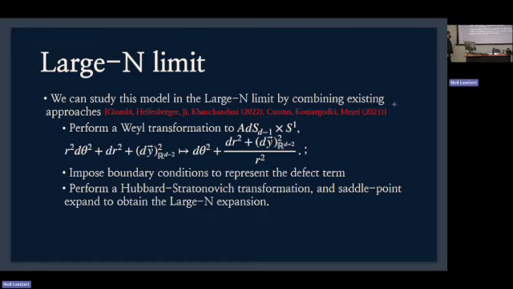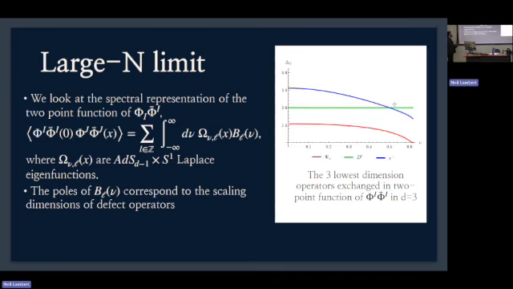What this means is that adding our defect term just corresponds to changing our boundary conditions in AdS, and then we can do a lot of standard large N techniques like a Hubbard-Stratonovich transformation, and we can saddle expand to get a large N expansion. So we can then look at this theory, and what we do is we look at a particular two-point function of an operator which is roughly phi squared, and we decompose this in a spectral representation, so in a basis of Laplace eigenfunctions on here.